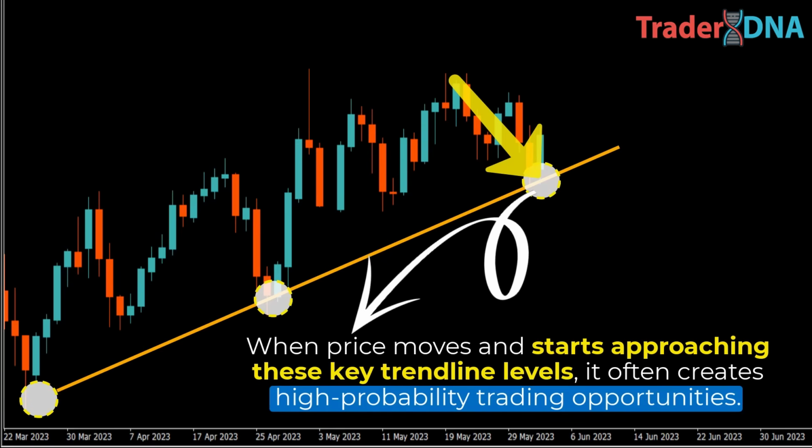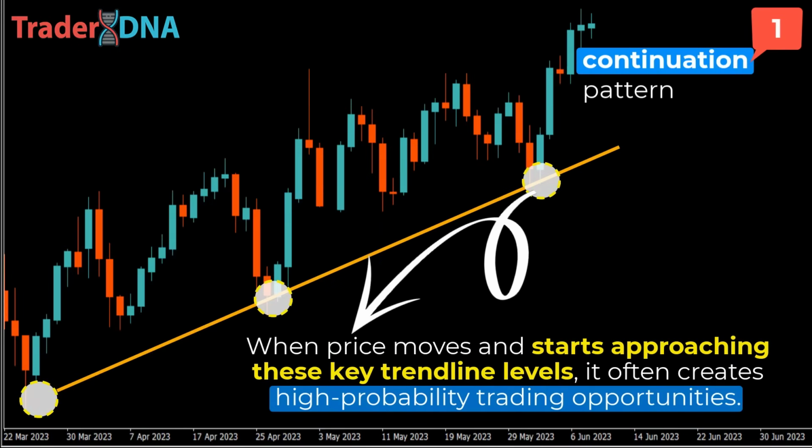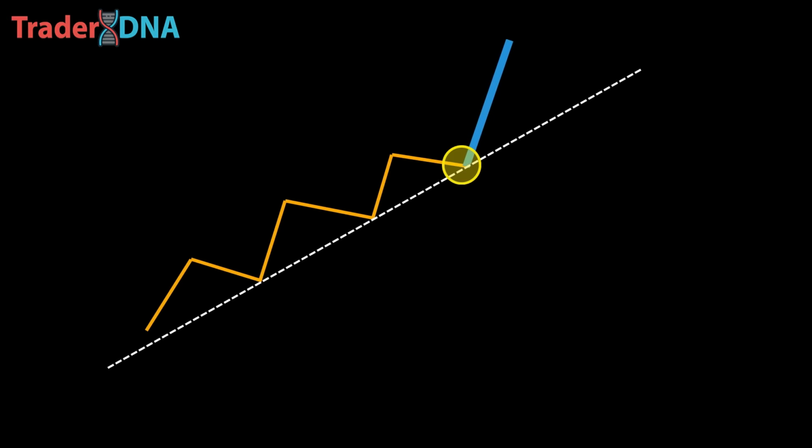The first is called a continuation pattern. This pattern forms when the price touches a trend line and then bounces back in the direction of the existing trend. For example, if the market is in an uptrend, the price hits the trend line, finds support, and then continues moving upward. This is a strong signal that the trend is holding, and it can lead to a solid entry point.